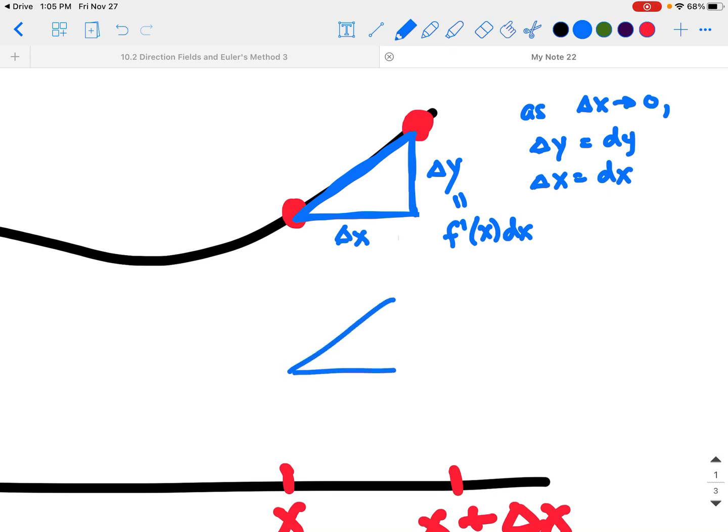So if we're thinking of our slope triangle in terms of differentials, what we get is dx and then f prime of x dx. And so that vertical and horizontal relationship is what Euler used to approximate the next point on our curve. So if we start here, we can approximate our next point by considering these two ratios, or these two lengths.